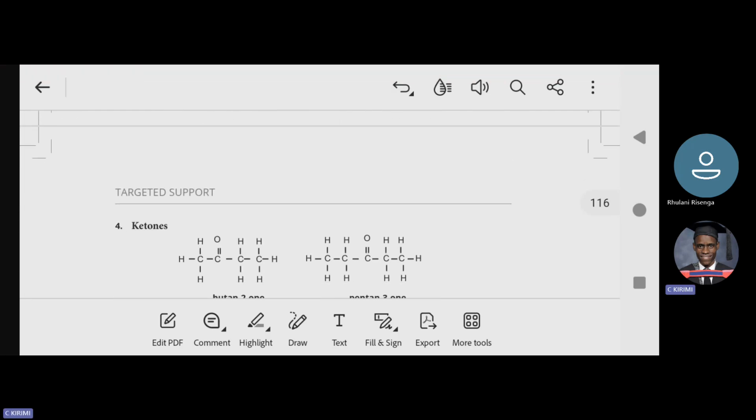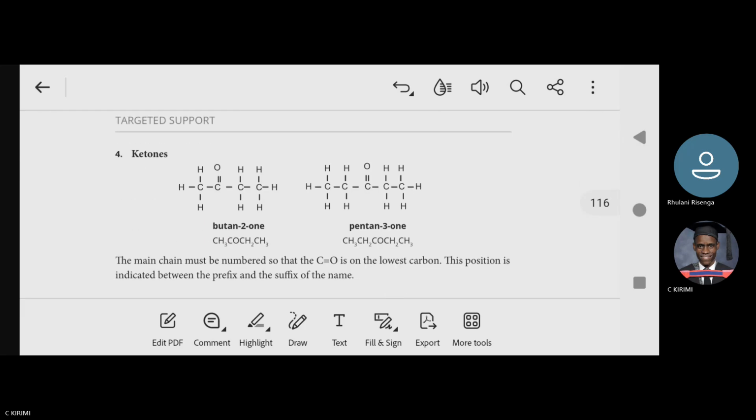And then also the ketones. For the ketones, the main chain must be numbered so that the C=O, the carbon and oxygen double bond, is on the lowest carbon. This position is indicated between the prefix and the suffix in the name. For example, we are saying butanone.